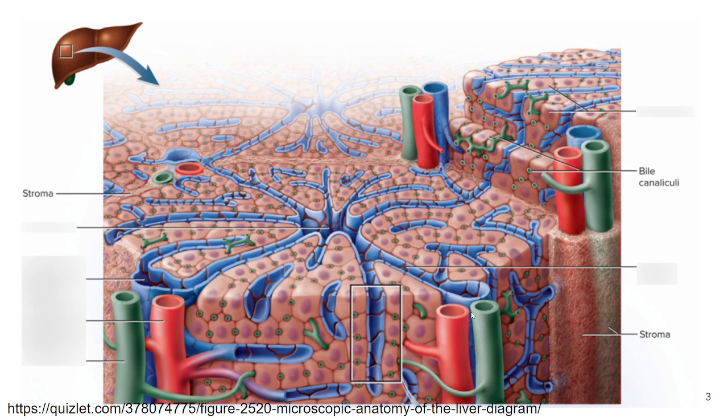The portal veins, the portal system, the hepatic artery and the hepatic vein, and of course the biliary duct, these three are together at the angles of the hexagonal area. A unit of hepatic cells, or hepatic globule, is a hexagonal structure, and it has a central vein, and in between we have the sinusoids.